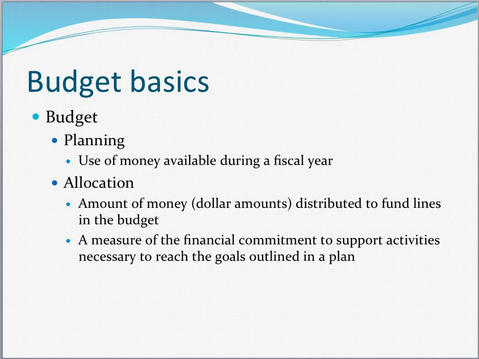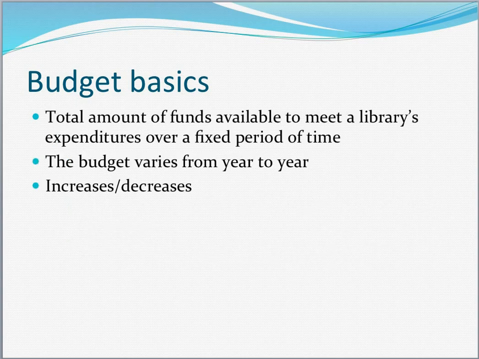Planning refers to the use of money available during a fiscal year, and we have to have a plan. An allocation is the amount of money, dollar amounts, distributed to fund lines in the budget. It is also a measure of the financial commitment to support activities necessary to reach the goals outlined in a plan. It is how we are going to distribute the money to fund lines in our budget. That's allocation.